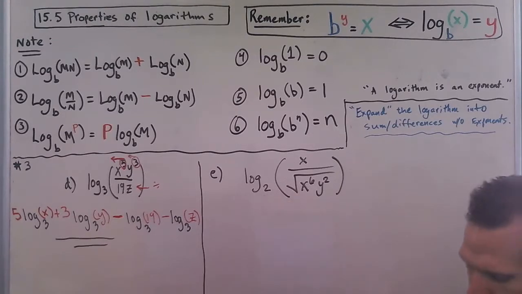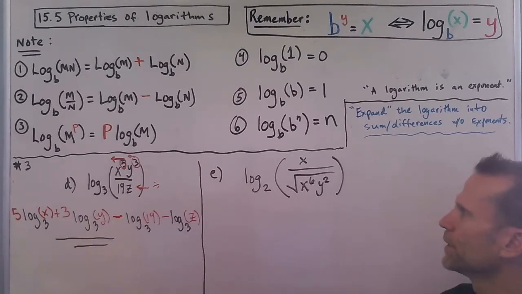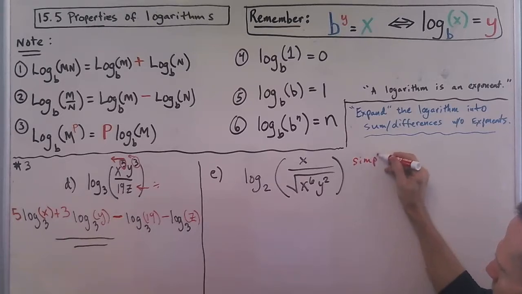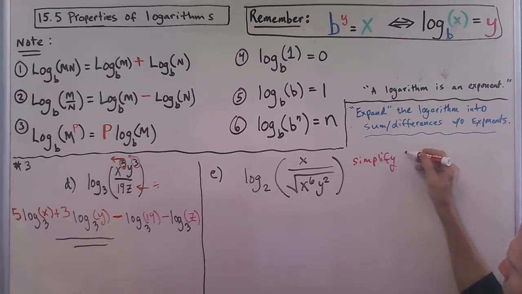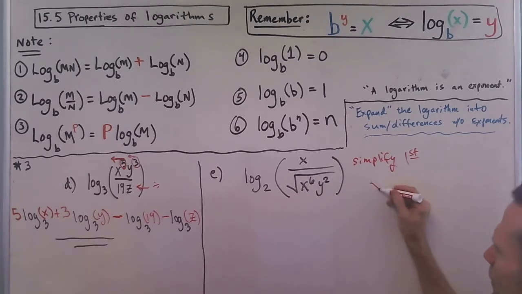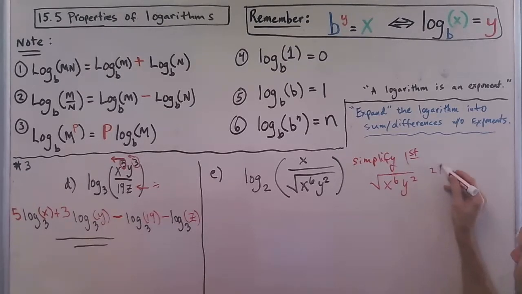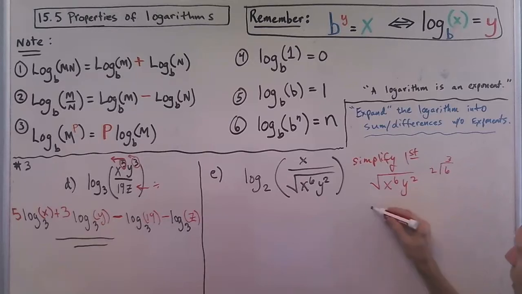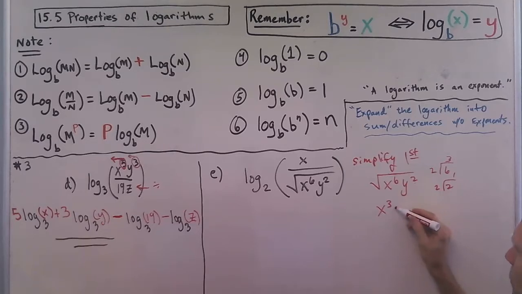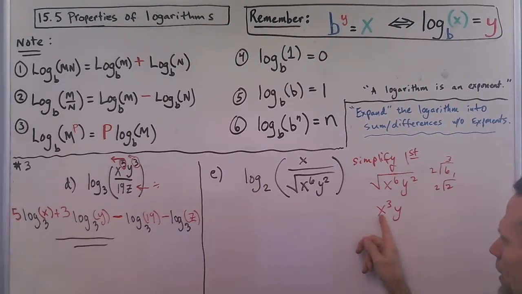Next up, we have log base 2, and we see 3 things inside the parenthesis here, but you might want to think about, hey, could I simplify first? Simplify first. And from a previous module, we should know how to simplify this. We have the square root of x to the 6 y squared. Well, 2 goes into 6 3 times, so 3 x's come out, and then 2 goes into 2 1 time with a remainder 0, so 1 y comes out.